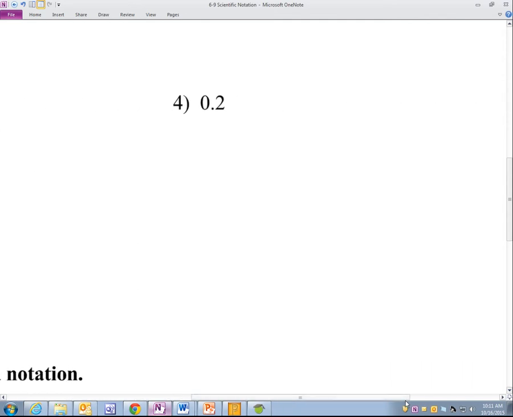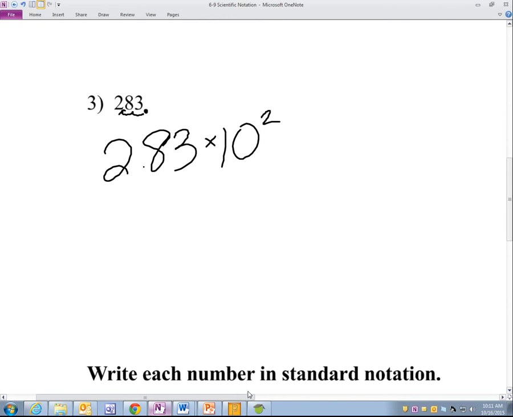Then we have this guy. That guy's really close. We just move it over that direction. And we have 2 times 10 to the -1 because it's going to the right. And if we're going backwards, we go to the left. And speaking of going backwards, let's look at the other direction.